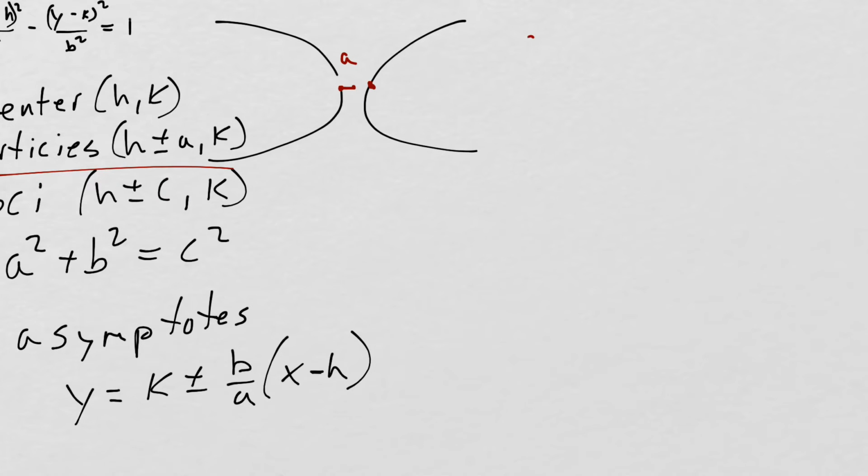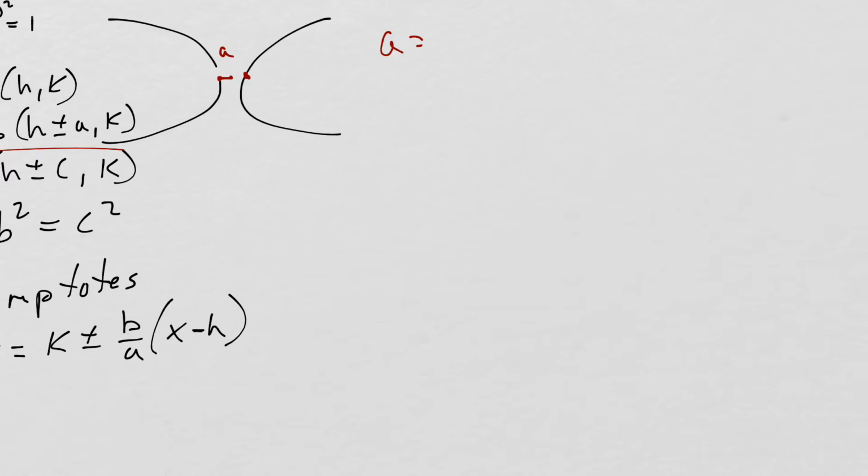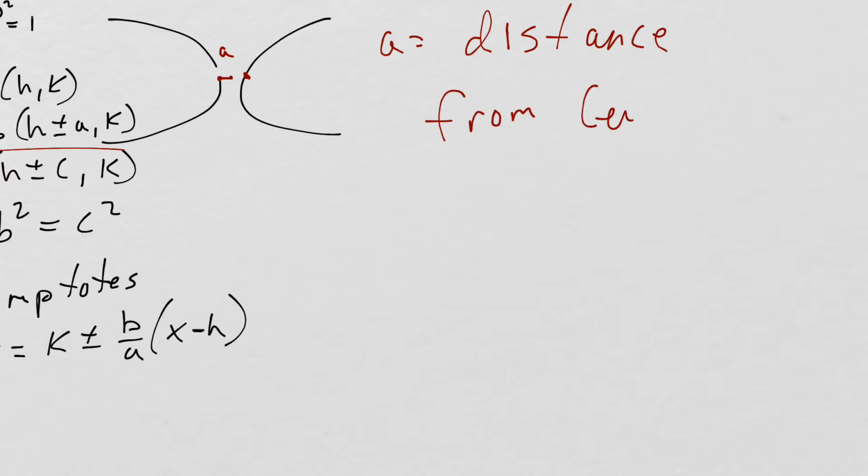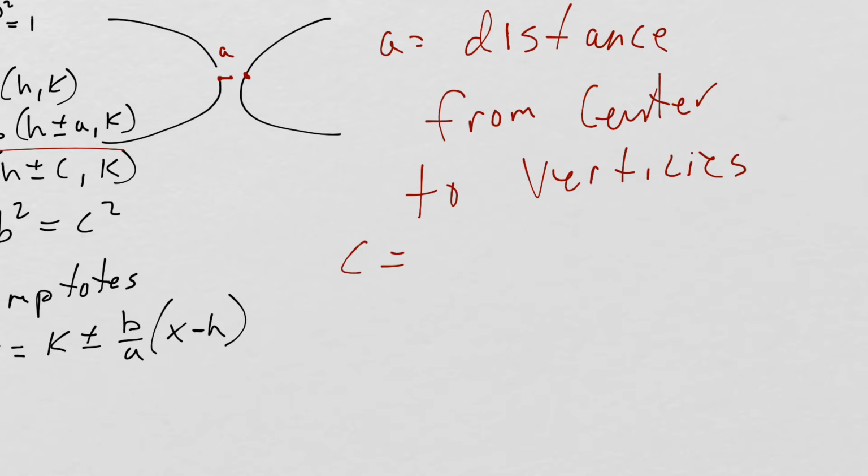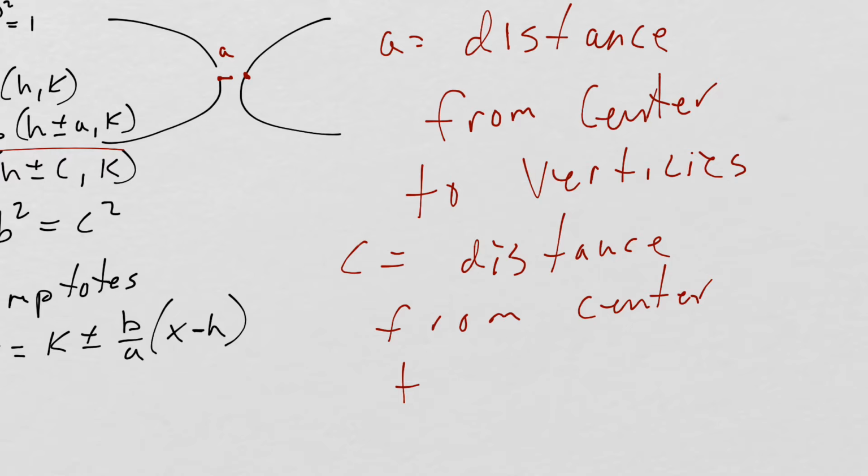So a equals the distance from the center to the vertices. c is the distance from the center to the foci. Okay?